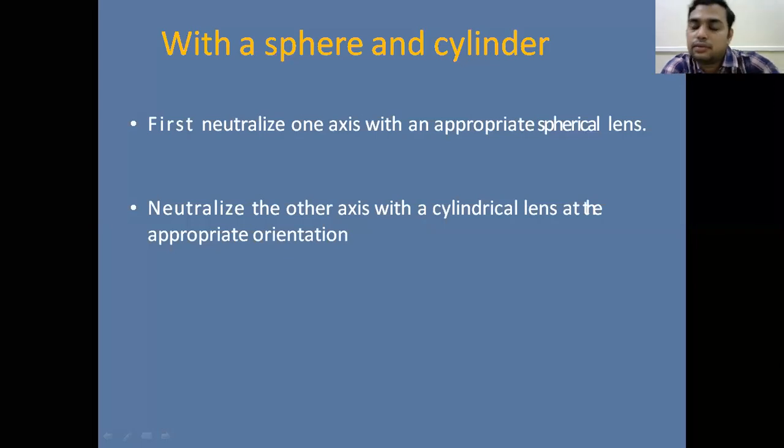Okay, then tomorrow is the last class of refractive errors. In that, I will discuss astigmatism and prisms.